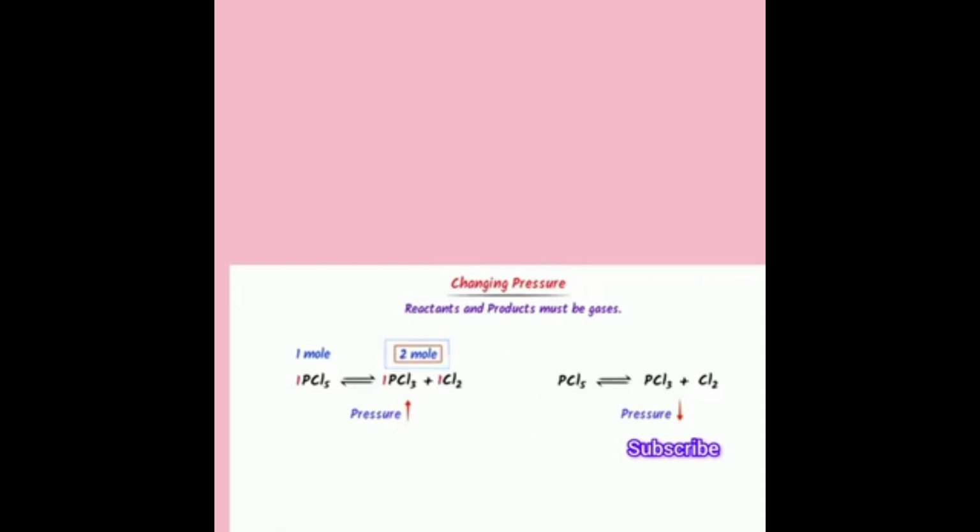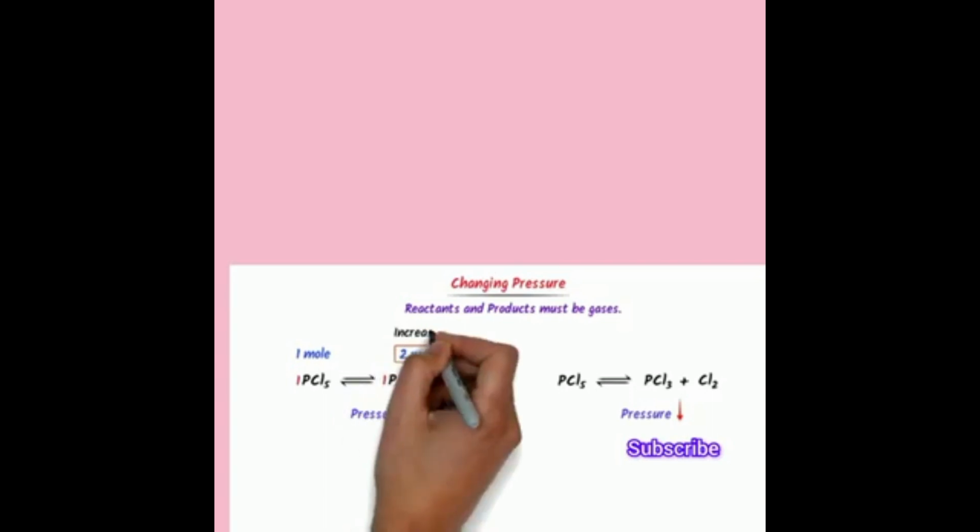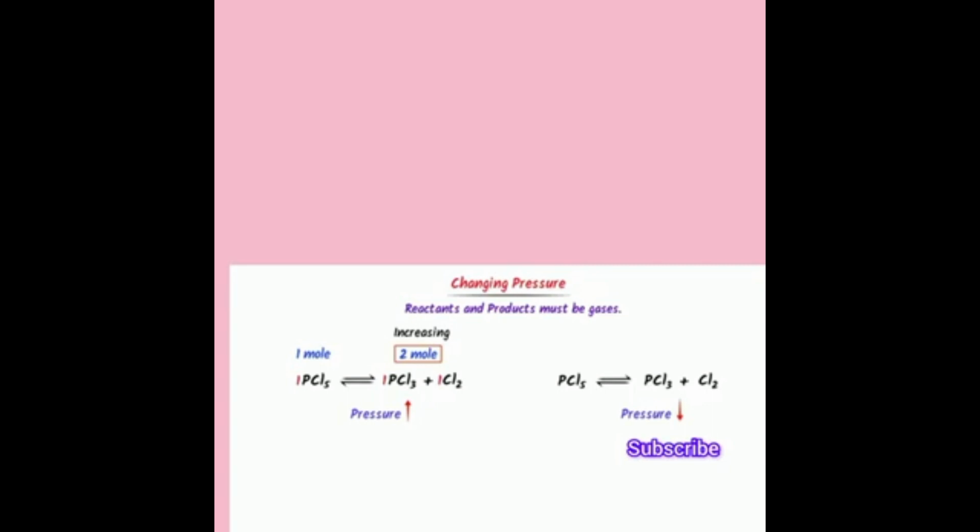Now listen carefully. When we increase the pressure, it means that we are increasing the number of 2 moles further and putting more pressure. So here, the change is more pressure on products and less pressure on reactants. Can you guess the response of this system?